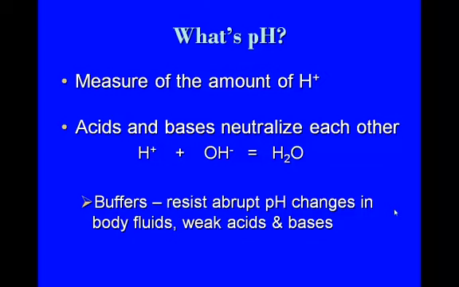Now, pH. You can't talk about acids and bases without talking about pH. pH is a measure of the amount of hydrogen. Now, acids and bases can neutralize each other. For example, you take that hydrogen and a hydroxide together, they make water, which is perfectly good for your body. Whereas all these free hydrogens or all these free hydroxides could be potentially very bad. Now, your body uses buffers. Buffers resist abrupt or quick pH changes in bodily fluids, and they're typically weak acids and bases.